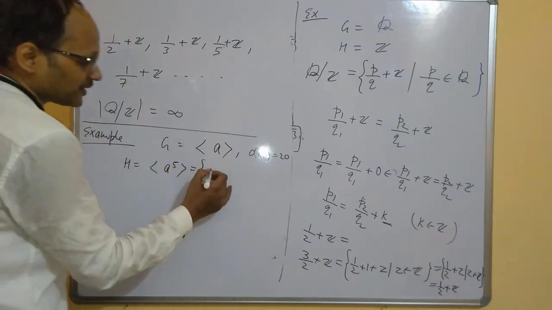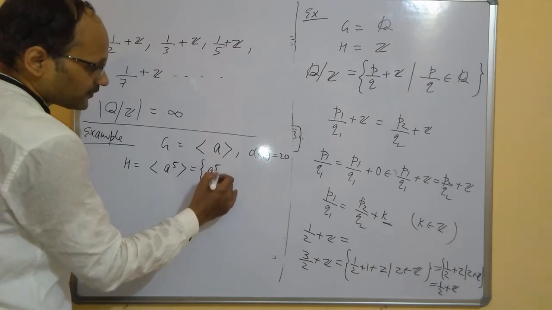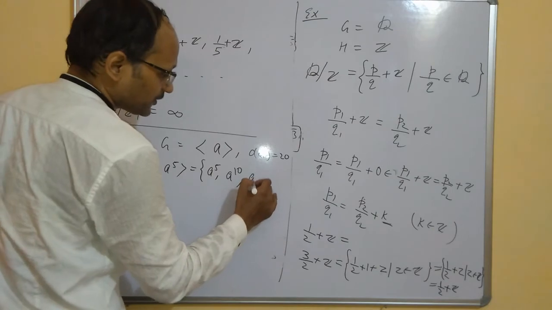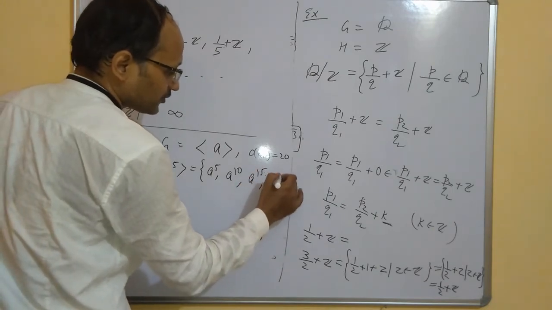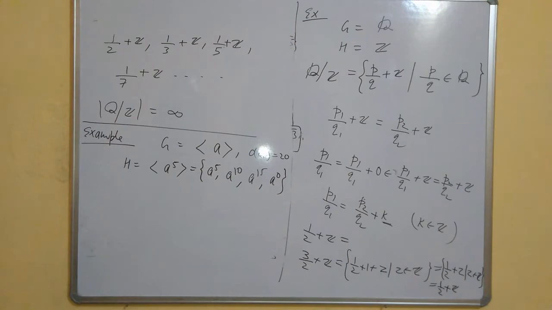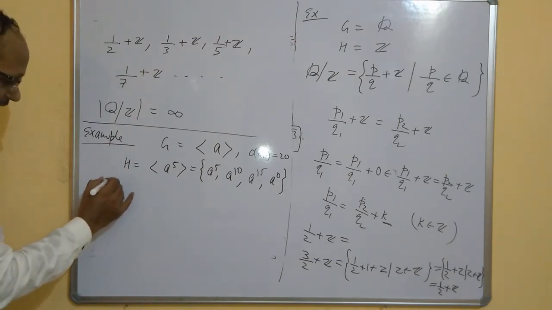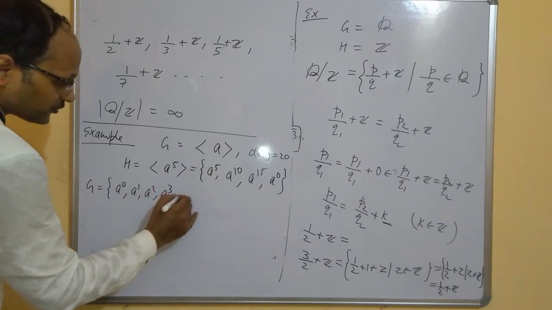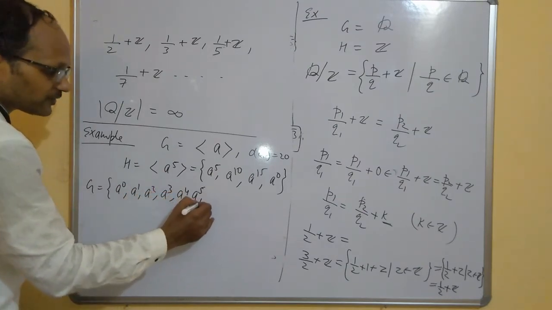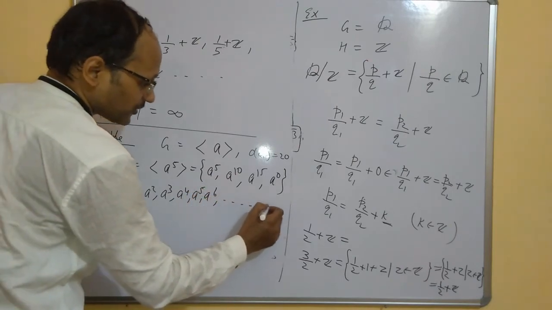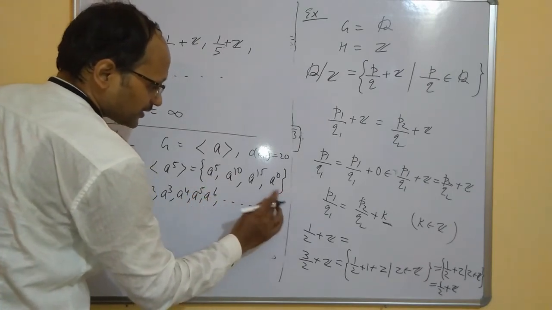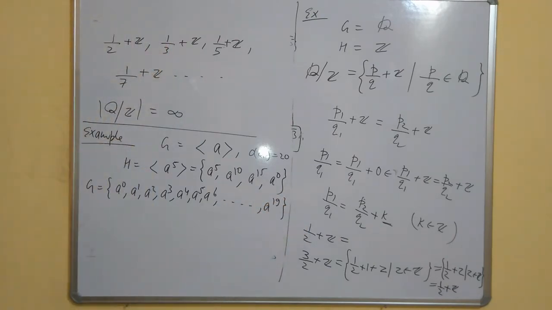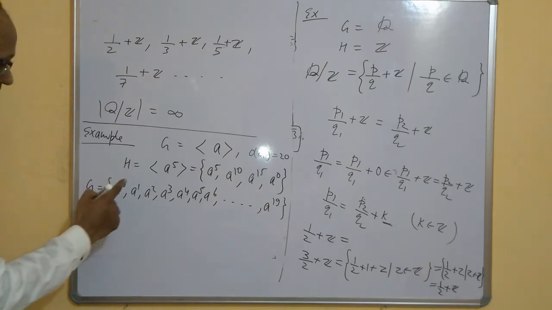The subgroup is a to the power 5, a to the power 10, a to the power 15, and a to the power 20, that is equal to a to the power 0. So this is the subgroup. And what is G? G has 20 elements: a to the power 0, a to the power 1, a to the power 2, a to the power 3, a to the power 4, a to the power 5, a to the power 6, and so on up to a to the power 20. 20 is 0, so up to a to the power 19. These are the elements of G. So if I ask you to determine the cosets of H in G, then what will you do?